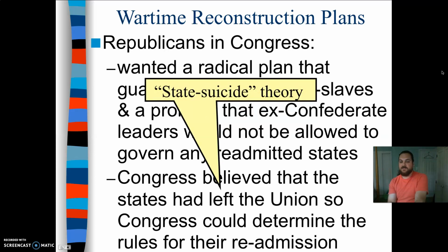They called it the state suicide theory: when a state left the Union, the state disappeared, basically, and a new state would have to be readmitted. And there were some in Congress who actually wanted to split up the states, chop North Carolina and South Carolina in half, make them into one big state just called Carolina, so they'd have less representation in the Senate.